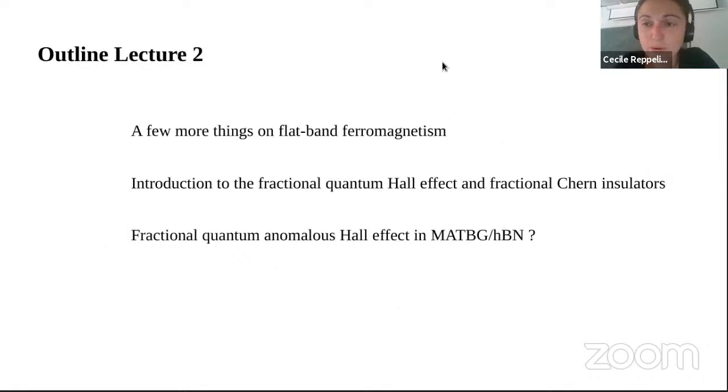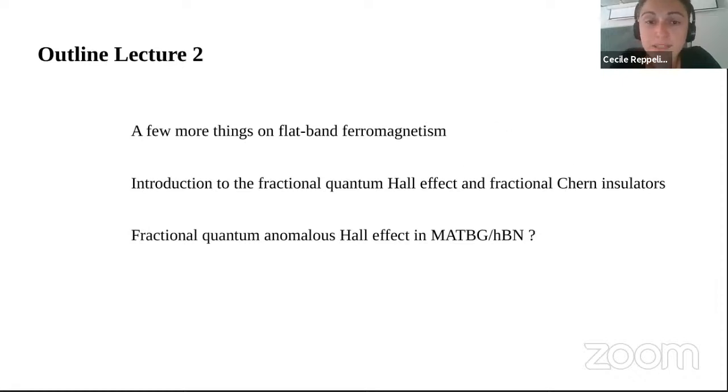So here is a slightly more detailed outline for today. So first we're going to talk a little bit more about flatband ferromagnetism in the context of lattice symmetry breaking instead of spin or valley symmetry breaking as we did yesterday. Then move on to the fractional quantum Hall effect with an introduction to this phenomenon, so something quite general, and then see how the fractional quantum Hall effect can be realized in lattice systems. And this is what we call a fractional Chern insulator.